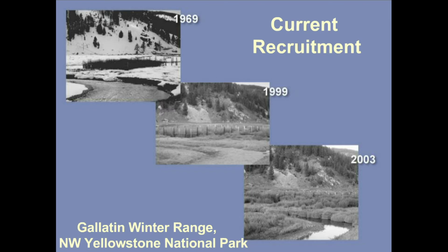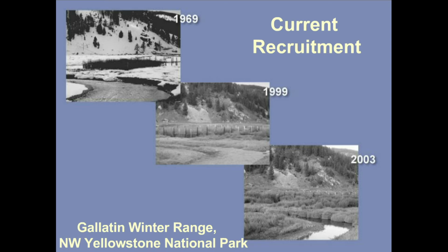What I want to do now is focus on some of the studies we've conducted that have looked at current recruitment. If you recall, according to the theory, with wolf reintroduction, we would expect changes in elk browsing, and therefore potential changes in preferred browse species such as aspen. This is not an aspen photo sequence through time, it's actually a willow photo sequence through time. This was in the northwest corner of the park.